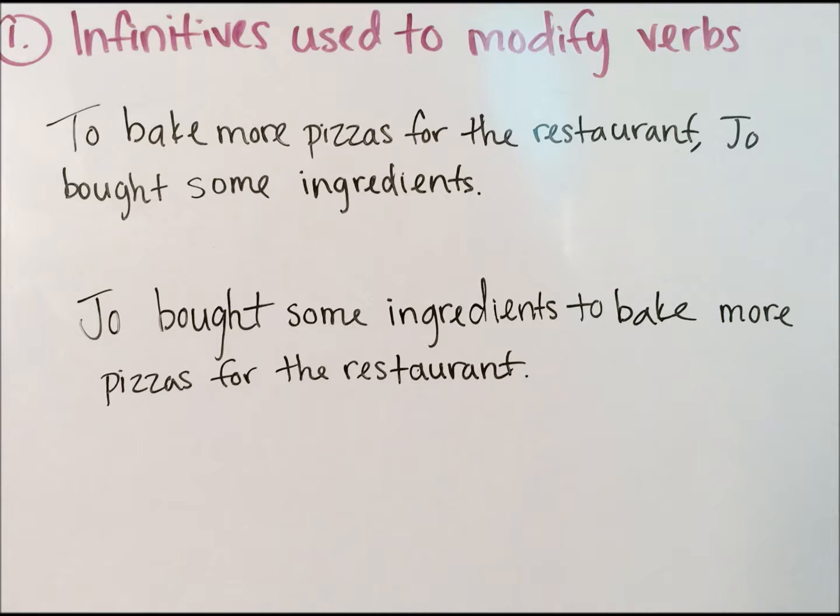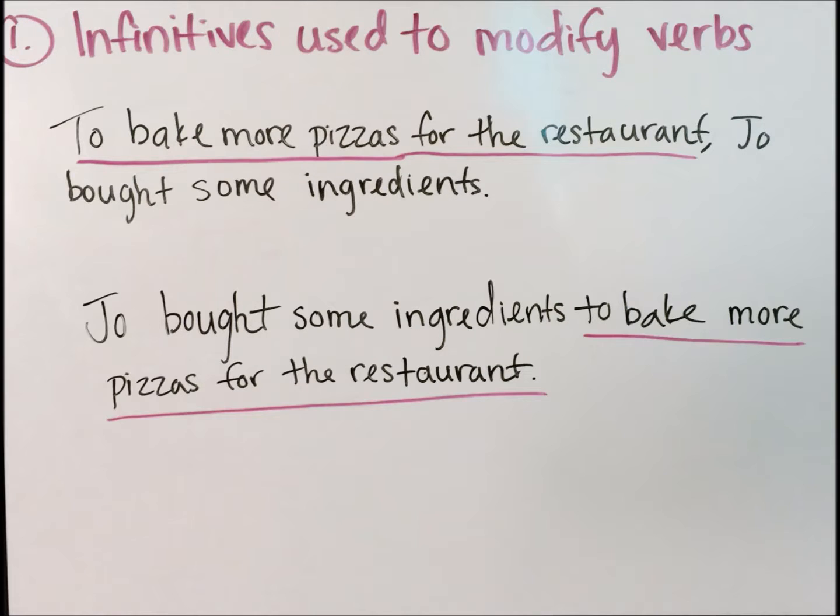So for example, to bake more pizzas for the restaurant, Joe bought some ingredients, or Joe bought some ingredients to bake more pizzas for the restaurant. You notice that these infinitives are in different places, however, when diagramming, they will be exactly the same.